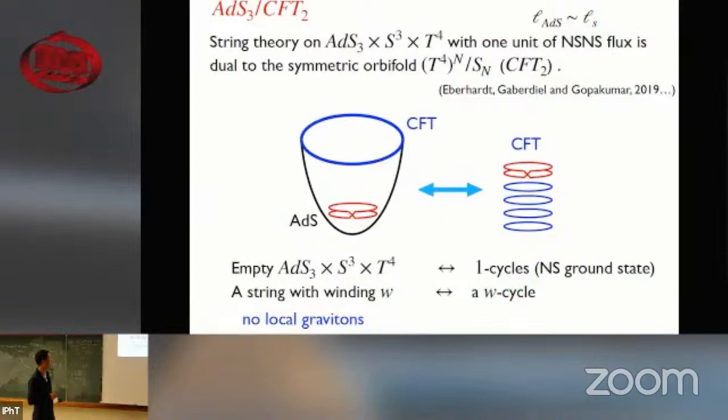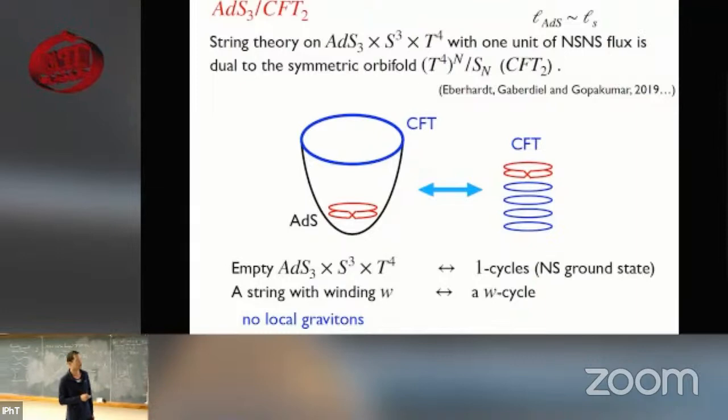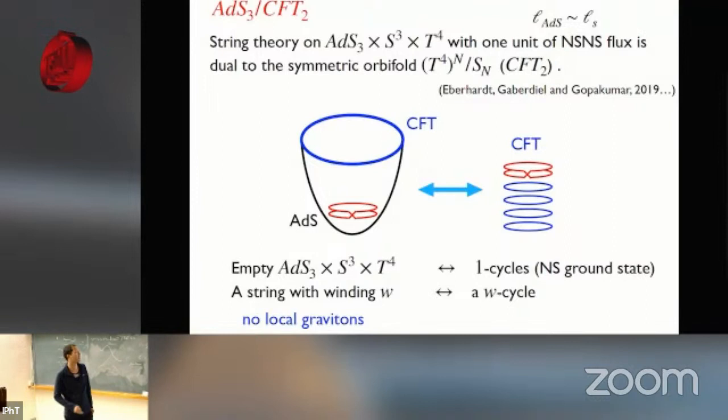In this system, because the string is very big, there are no local gravitons. The string is very big with respect to the flux? Actually, with respect to the AdS length scale. Usually, the string is very small compared to the AdS length scale. But just because of this, you can't say it's big. You need to compare it with some other scale, with respect to which scale it's big. Is much less than these two scales. Okay.